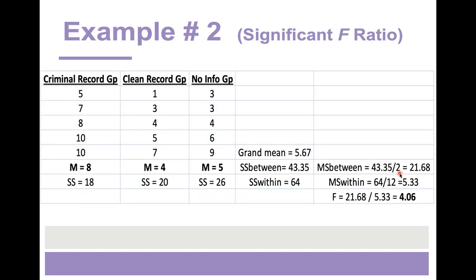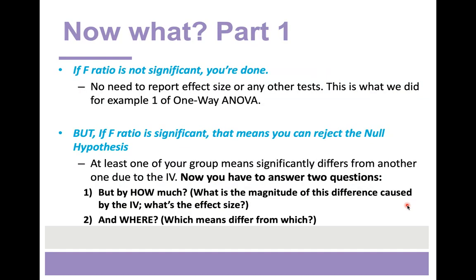If we go and look at our F table for our critical value, with a between degrees of freedom of 2, a within degrees of freedom of 12, and an alpha of 0.05, we have a critical F value of 3.89, which means that our F value of 4.06 is statistically significant. So if we're statistically significant, what that means is now we have to answer 2 new questions.